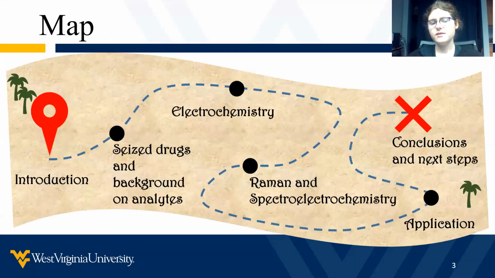Here's a map of what I will discuss today. I'll start by introducing the problem we are addressing and the analytes we are looking at. I'll move into electrochemistry, Raman Spectroelectrochemistry that we are using. I'll talk about some applications and then end with my summary of what we did and the next steps we'll take.